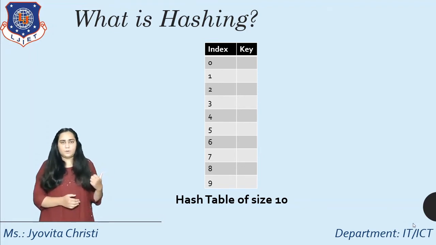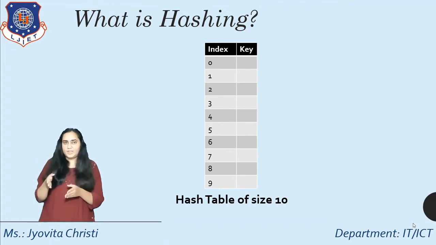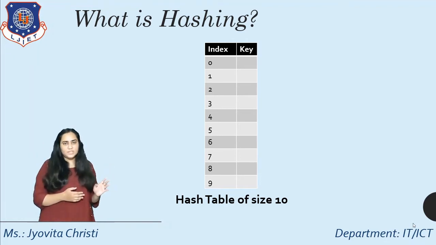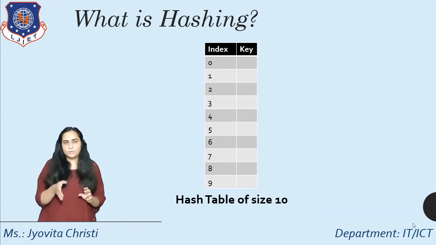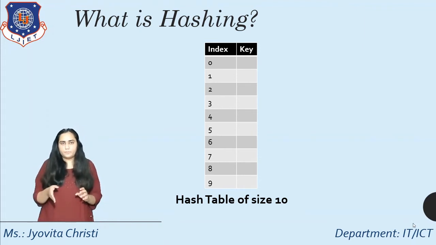This hash table is of size 10, and you can see that there are indices. There's an index which goes from 0 to 9, okay? And then there's an empty space. This empty space is there for you to store the actual values of the record. So that's what a hash table looks like.